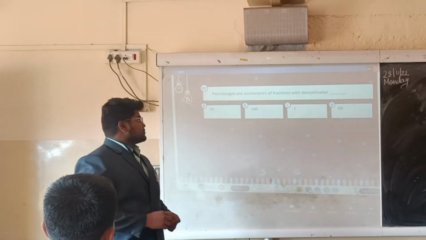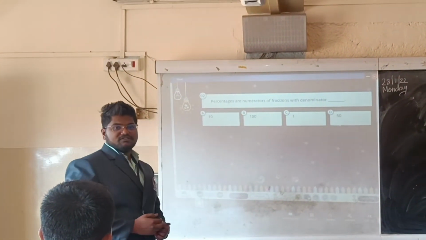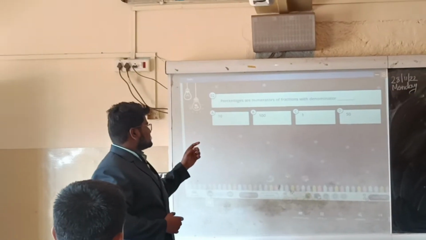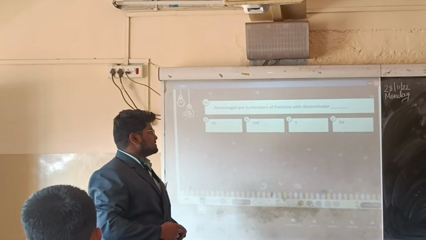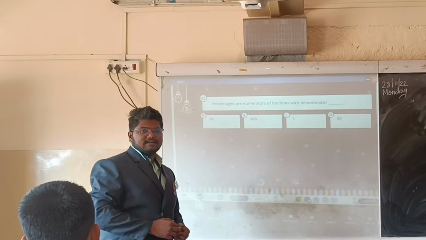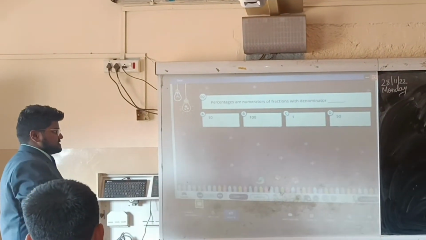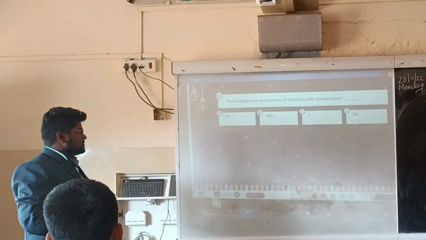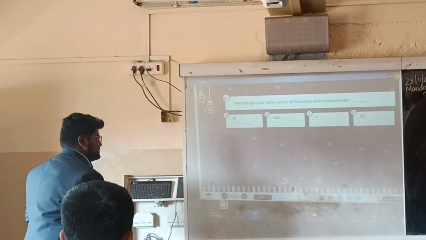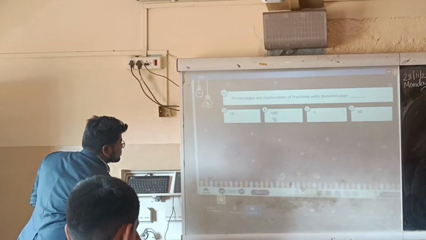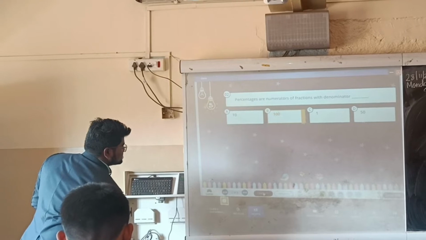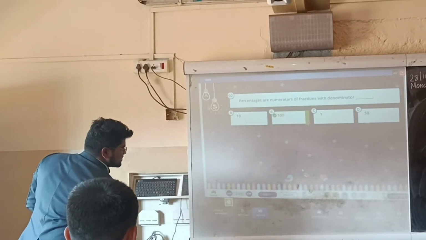Now, the next question that we have, I want all of you to answer this. Percentages are numerators of fractions with denominator dash. We have discussed this. Can you tell me the answer? 100. This was an easy one for us. Let us submit it. Yes, 100 is the correct answer.